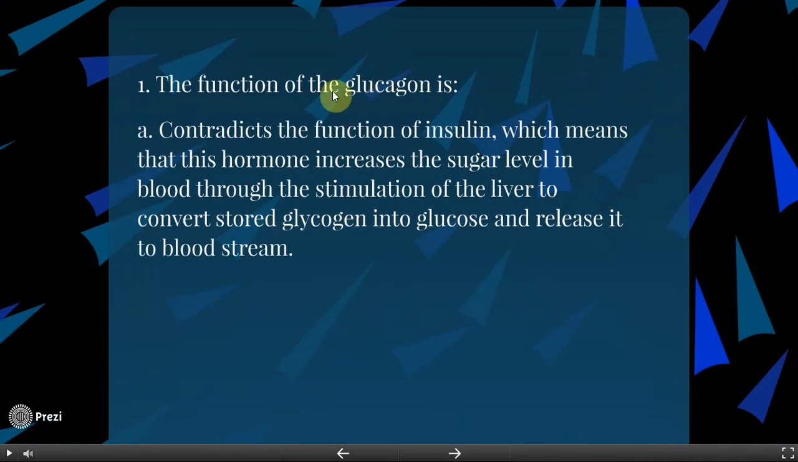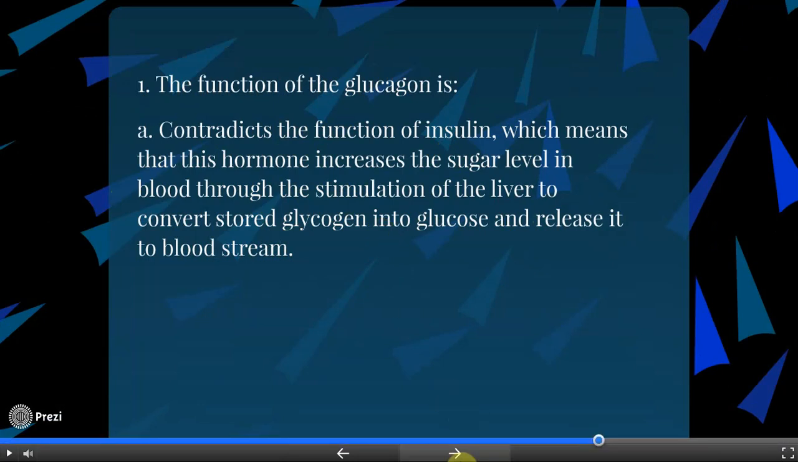The second hormone is glucagon hormone, and its importance: it contradicts the function of insulin hormone. Why? Because it increases the level of glucose sugar in the blood by stimulating the liver cells to convert the stored glycogen into glucose sugar that is released into the bloodstream to be available to body cells.